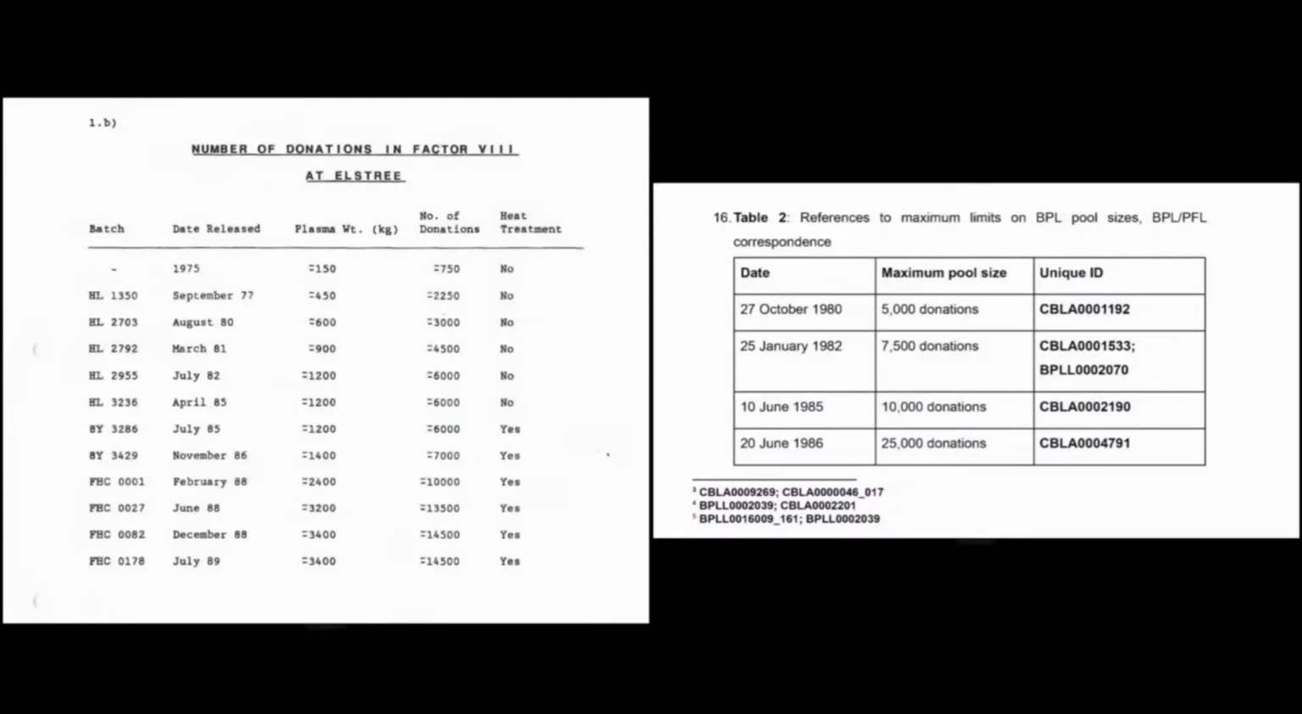On the left-hand side is the document that we looked at before the break, BPLL 309120, page 3, which is the data taken from the batch numbers showing the plasma weight at various points between 1975 and 1989. And on the right-hand side is a table from Counsel to the Inquiry's presentation on pool sizes at the Blood Products Laboratory, which was given last week. For the record, the reference is INQ 40345, page 7.